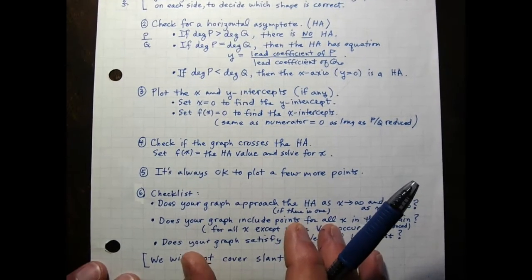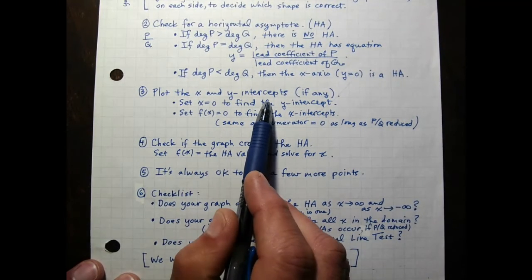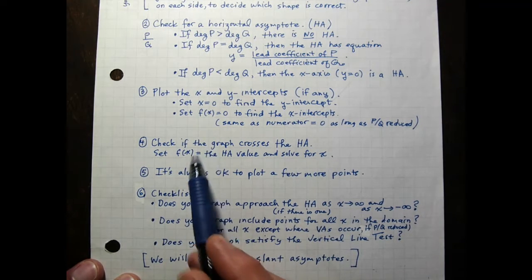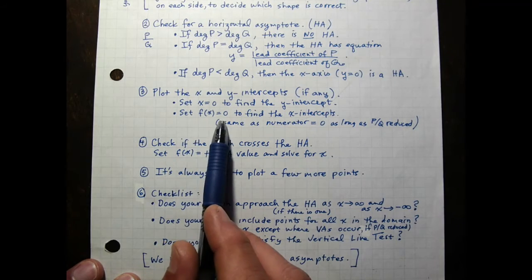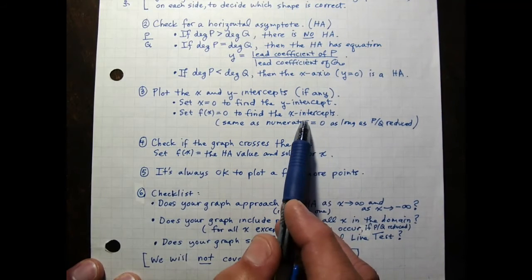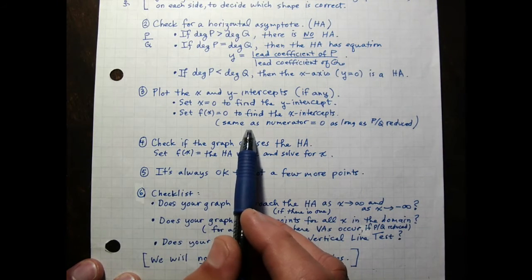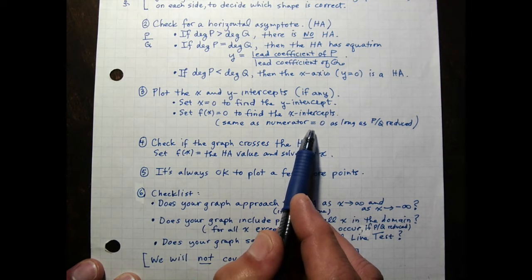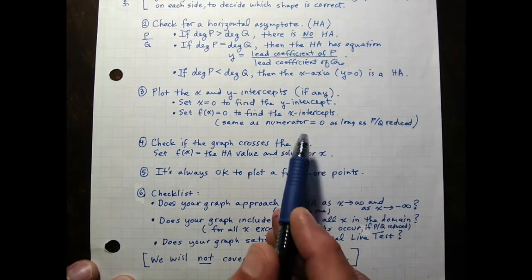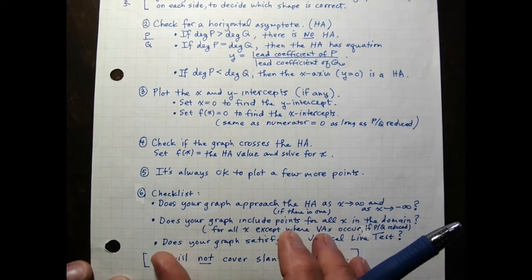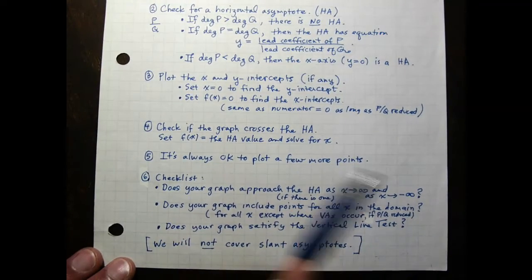I think you should also always plot the x and y intercepts, if any. So you set x equal to 0 to find the y-intercept. There would be at most 1. Set f of x equals 0 to find the x-intercepts. There could be many. This is going to be the same as setting the numerator equal to 0 as long as the fraction is reduced, so that you can think of as a shortcut way to find the x-intercepts. Again, there might be none, there might be a lot of x-intercepts. Step 4, we will see in our examples now.